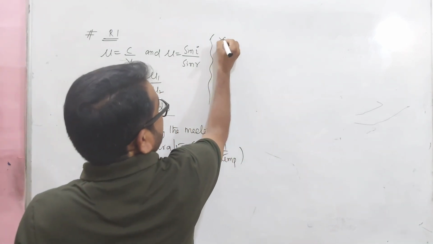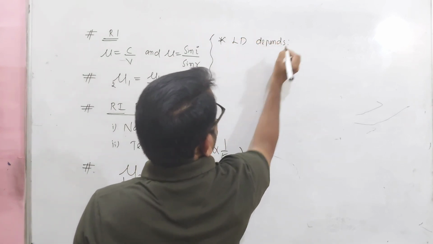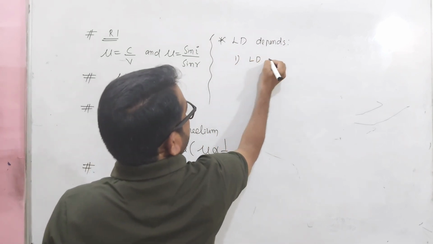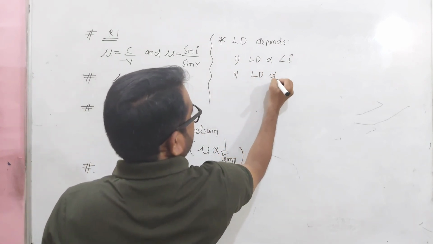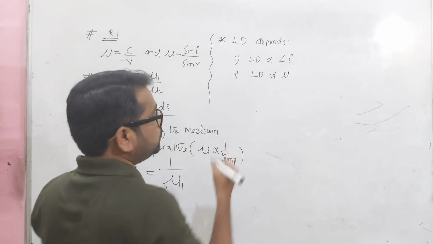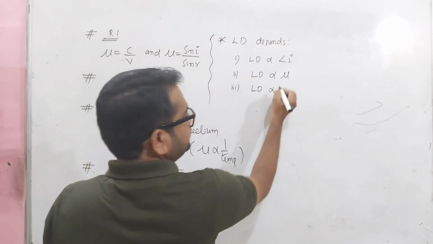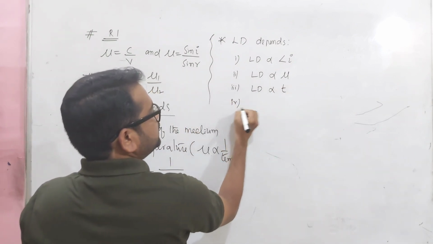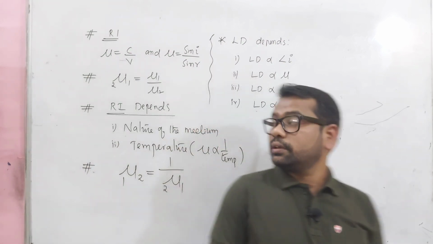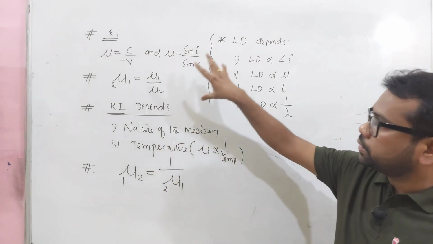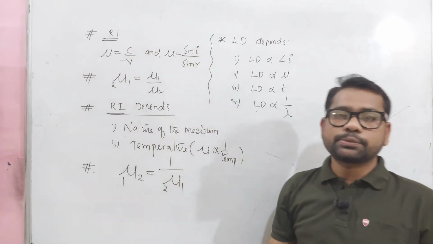So on which factors does lateral displacement depend? It's very important. First, lateral displacement is proportional to the angle of incidence. The second is that lateral displacement is proportional to the refractive index of the material of the glass slab, and lateral displacement is proportional to the thickness, and finally lateral displacement is inversely proportional to the wavelength or color. So children, this is a very important summary. Based on mu is equal to C by V and mu is equal to sin I by sin R, we can expect numericals.